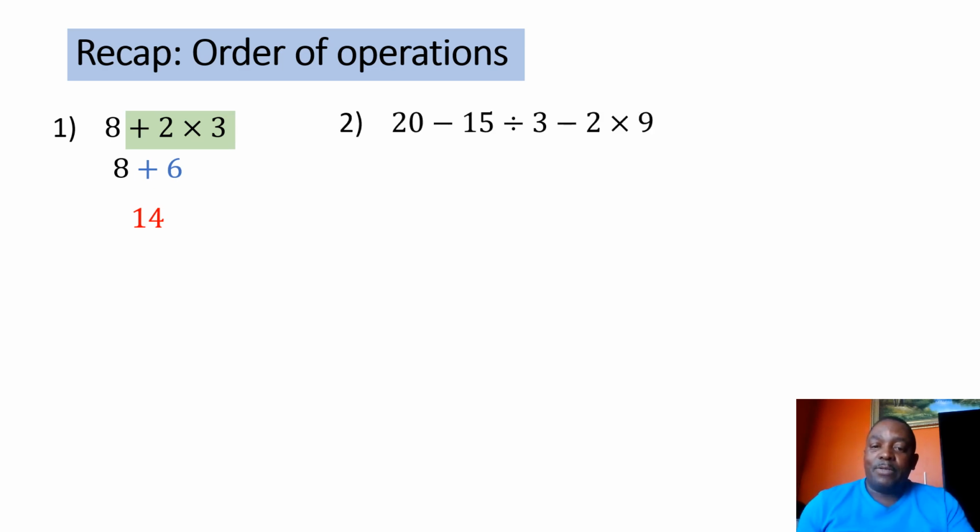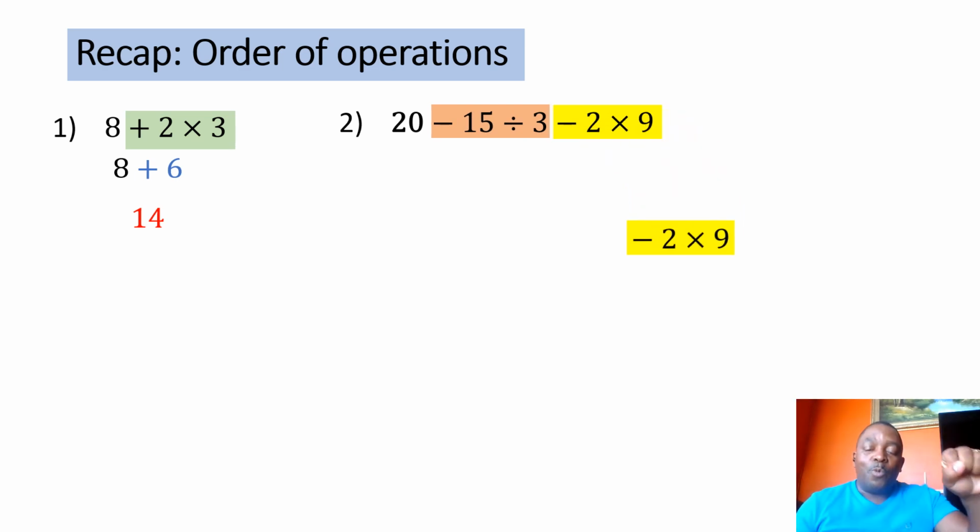Let's look at the second example. Again, here we notice that we've got complex terms. Negative 15 divided by 3, negative 2 times 9, and those are the complex terms we have to start with first. You cannot start by 20 minus 15. That would have been incorrect. You're not following the order of operations, and that is crucial. Therefore, you know that complex operations are always where we start. So let's start and do that.